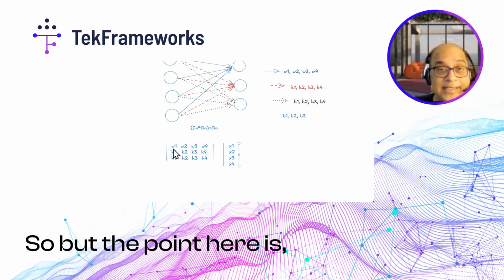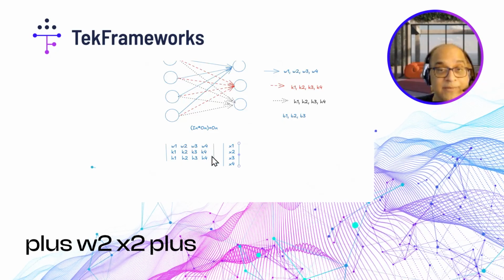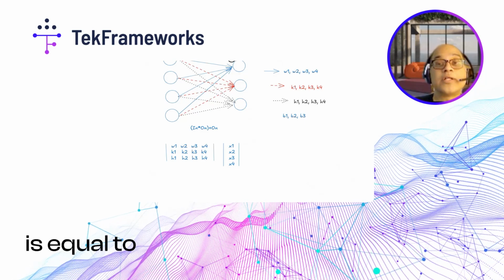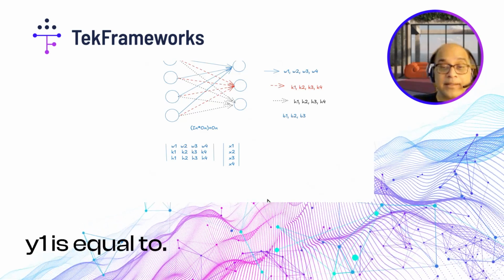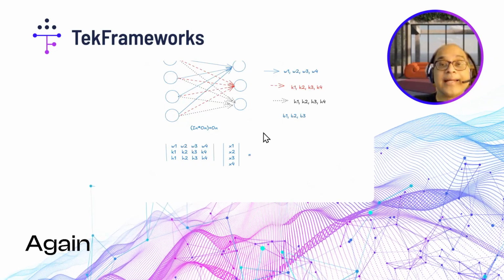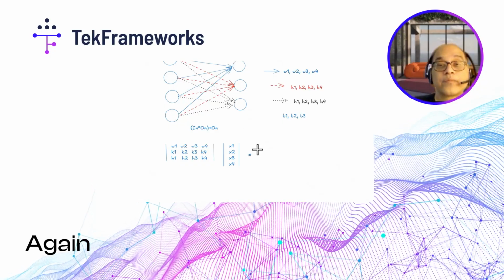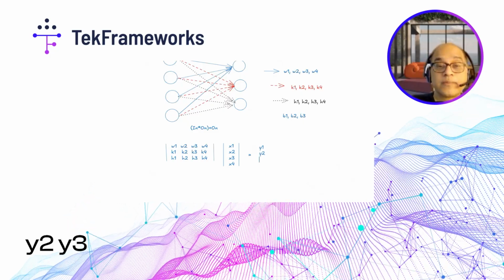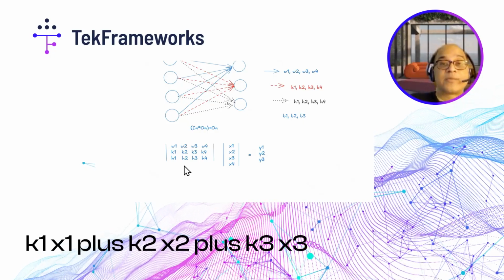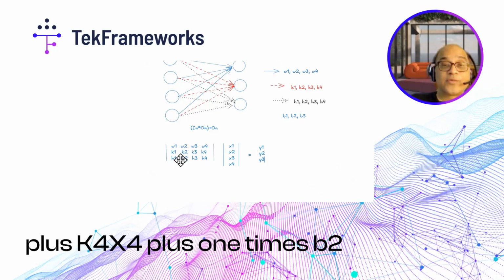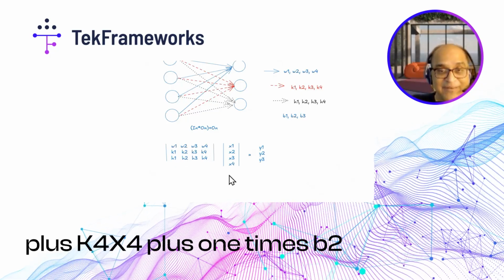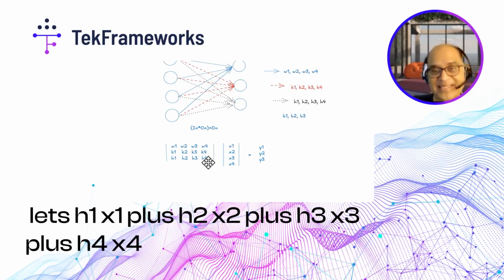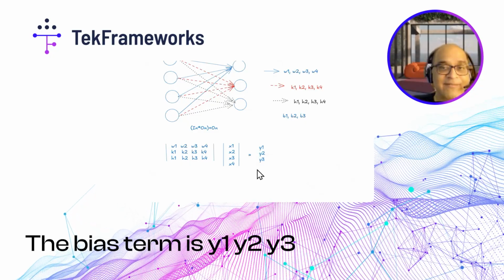But the point here is, as you can see, w1 x1 plus w2 x2 plus w3 x3 plus w4 x4 is equal to y1. Again, y1, y2, y3. K1 x1 plus K2 x2 plus K3 x3 plus K4 x4 plus 1 times b2, let's say b2. H1 x1 plus H2 x2 plus H3 x3 plus H4 x4 plus the bias term is y1, y2, y3.